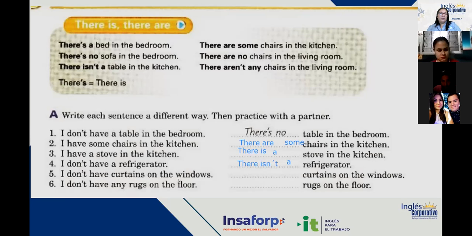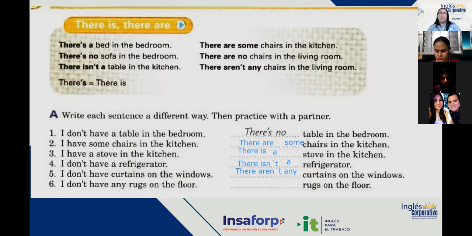I don't have curtains on the window. So, there aren't any curtains. There aren't any curtains on the windows. El any es como para enfatizar que no hay ninguna, okay? Pero es optional. Podría ser there aren't curtains on the windows. It's okay. Yes, but there aren't any. You emphasize there are no curtains on the windows, right?